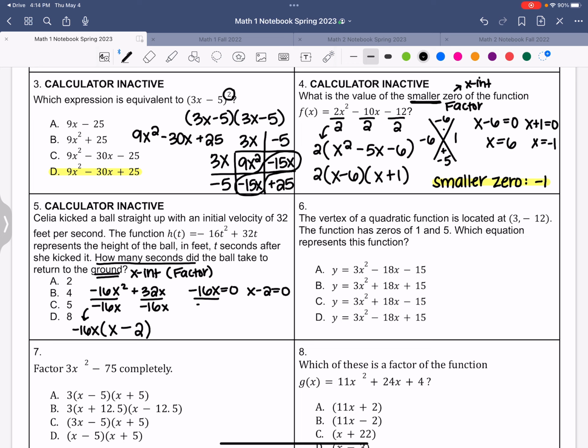Okay, so divide by negative 16, x equals 0, or add 2, x equals 2. So how many seconds did it take for the ball to hit the ground? Well, if we consider at 0 seconds, wherever the ball was, maybe it was on the ground and she kicked it up, and it hits the ground at 2 seconds. So it wouldn't hit the ground at 0 seconds. That was when she kicked it initially. So 2 seconds later it hits the ground.